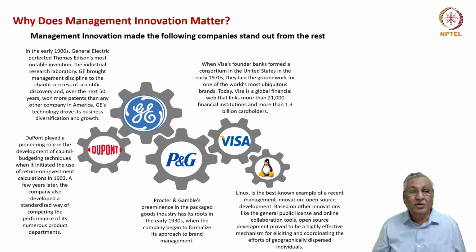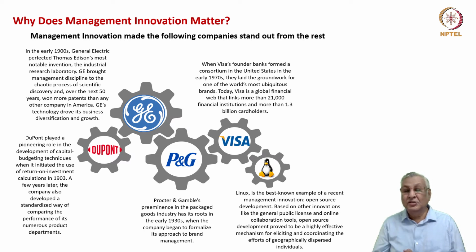General Electric brought consistency, stability and structure to the process of industrial research, and therefore it could win, in the first half of the 1900s, many patents, far more than anybody else in corporate America. GE's technology drove its business diversification growth principally because it could innovate continuously with structural strength for innovation. That is the management innovation, the ability to be creative but at the same time goal driven and focused.